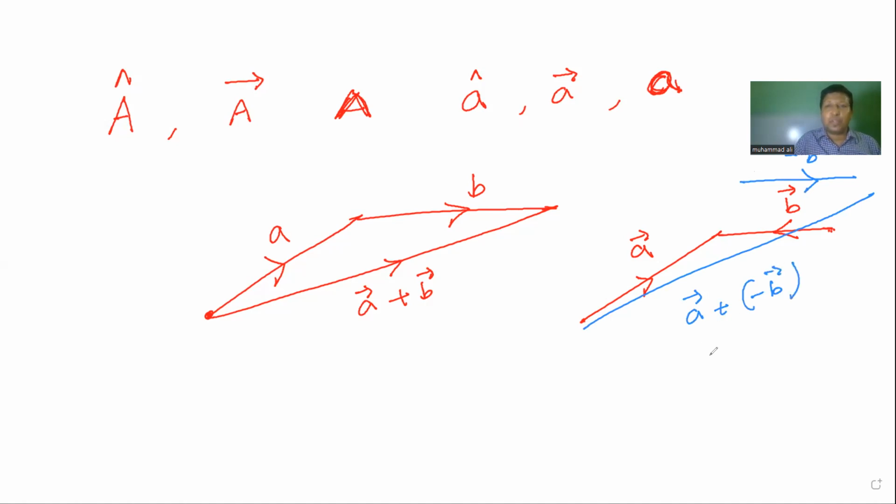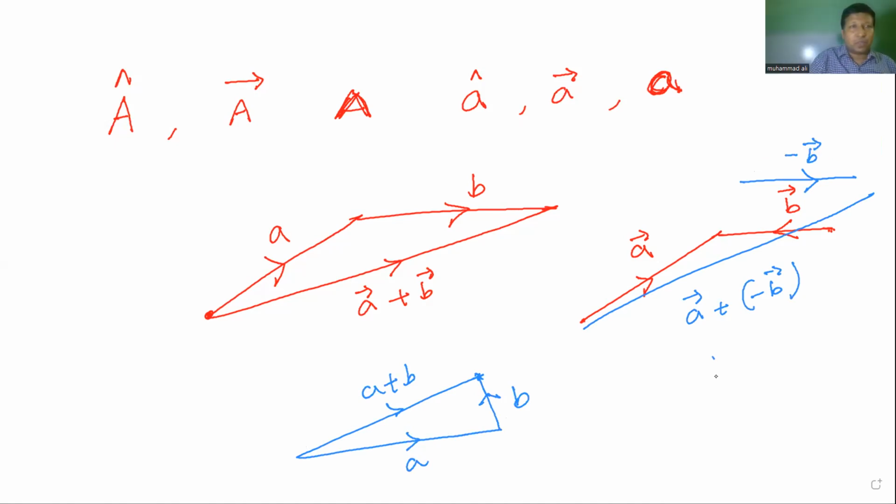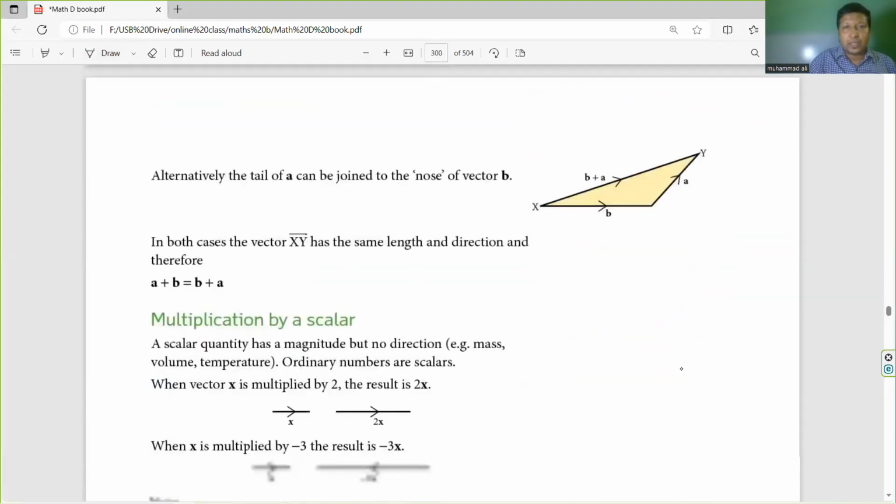This is the most important thing. You have to rearrange this. The resultant vector always starts from the first vector's tail and joins the second vector's head. Here the first vector is this, the second vector is this. Okay, so that is addition of vectors. We understand these things.